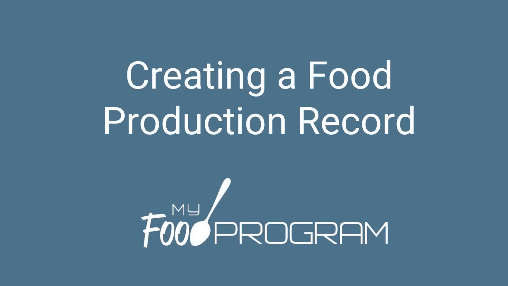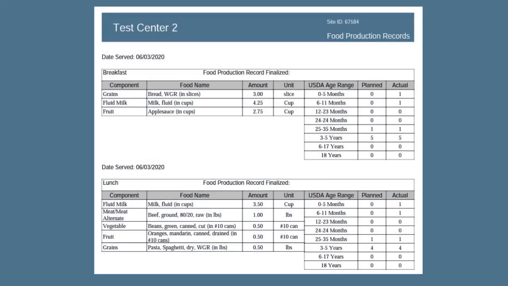Creating a food production record. A food production record is a log of how much food was made to feed the participants at a meal or snack. Food production records are often used to confirm that each participant received a portion size of each food item to satisfy the meal pattern requirements.